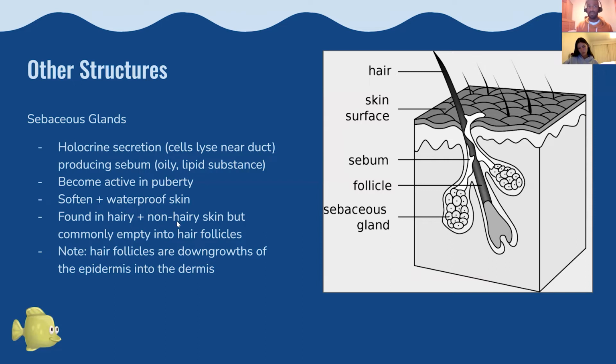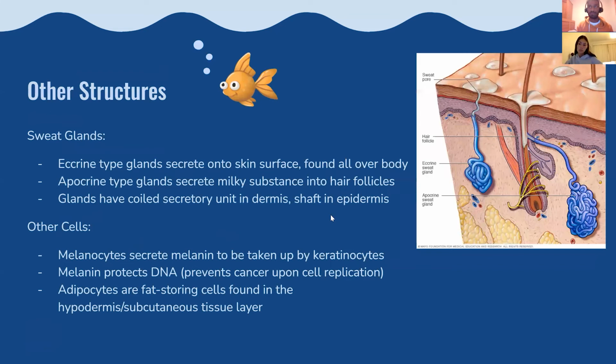We get them in both hairy and non-hairy skin, but particularly in the hairy skin, they will empty into these hair follicles, which allows the contents to more easily reach the surface of the skin. And just with the hair follicles, they are downgrowths of the epidermis into the dermis, right? So the hypodermis is just fat. The base of these hair follicles is in the dermis, and the shaft will be located in the epidermis.